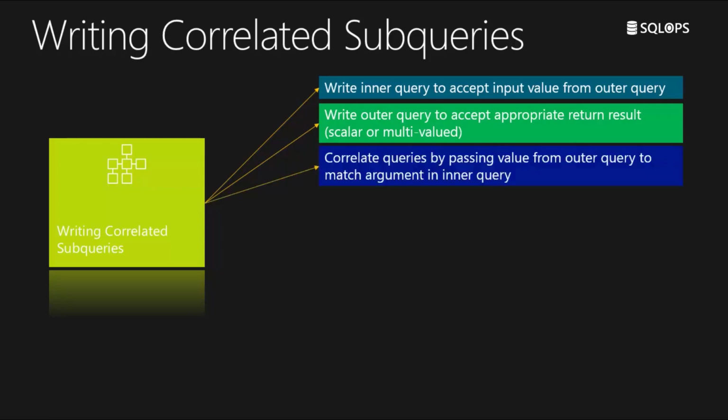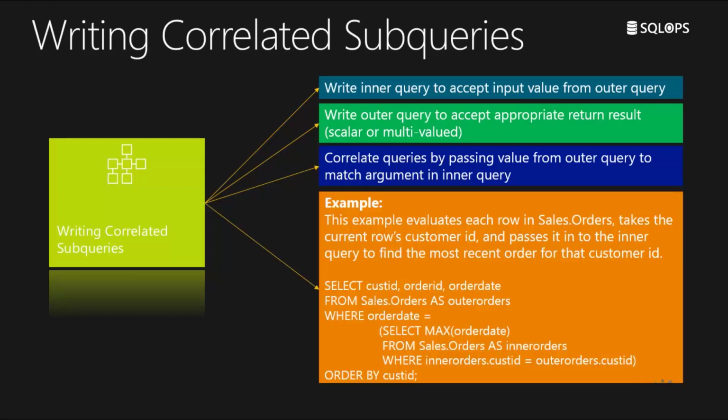And you need to correlate the queries by passing the values from the outer query to match an argument in the inner query. The correlation between the inner and the outer queries occurs when the outer value is passed to the inner query for comparison. It's this correlation that gives the subquery its name.